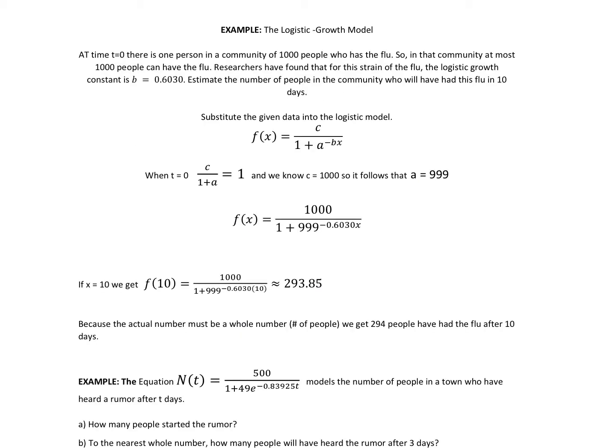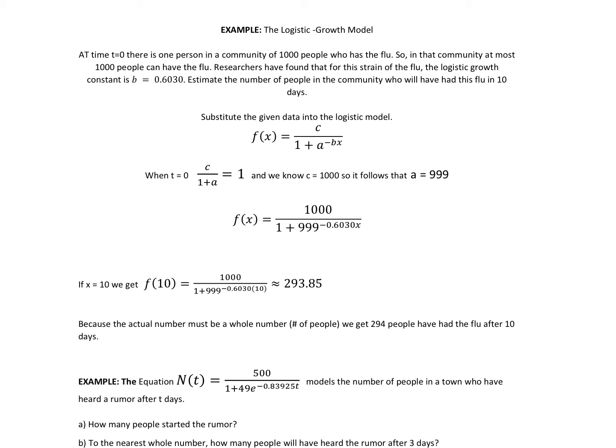Here is an example of the logistic growth model. At time t equals 0, there's one person in a community of 1,000 people who has the flu. In that community, at most 1,000 people can have the flu. That will be your carrying capacity. Researchers have found that for this strain of the flu, the logistic growth constant is b equals 0.6030. Estimate the number of people in the community who will have had this flu in 10 days.